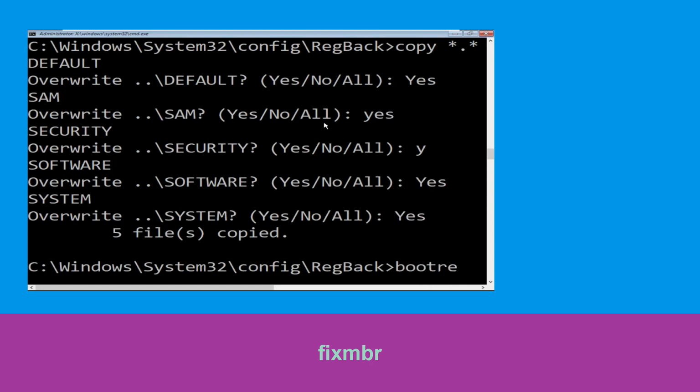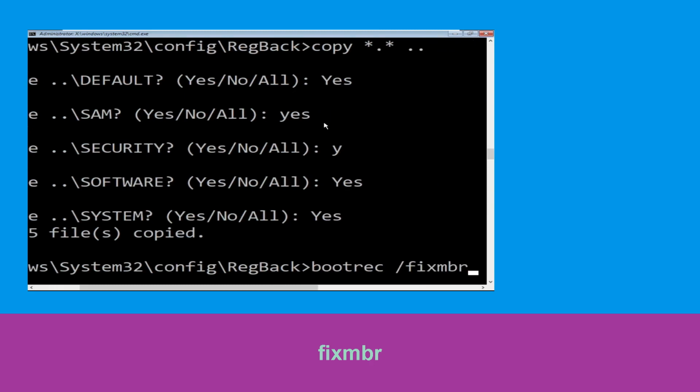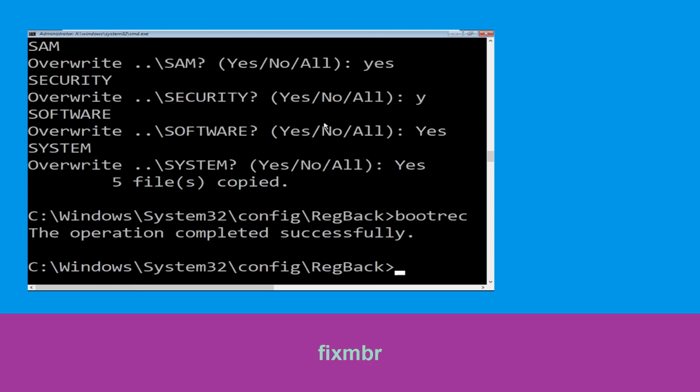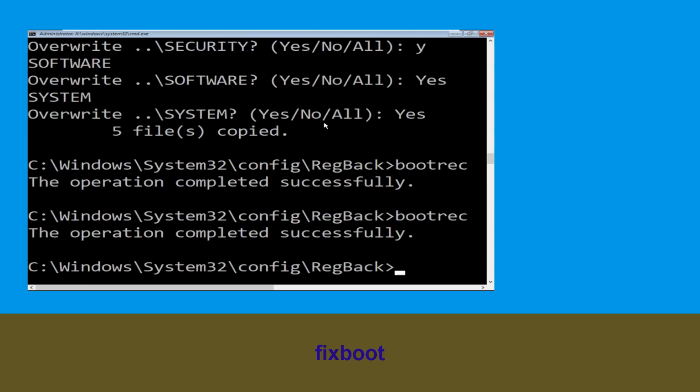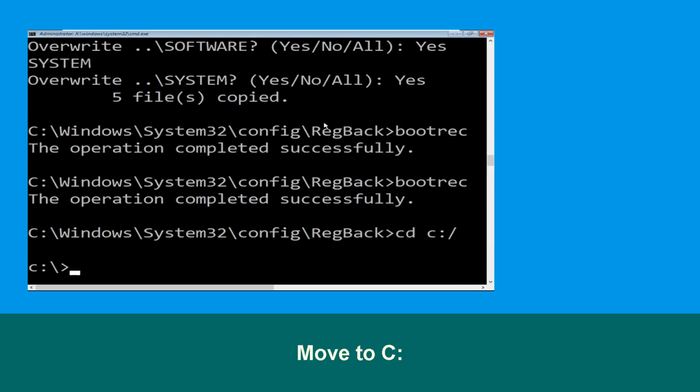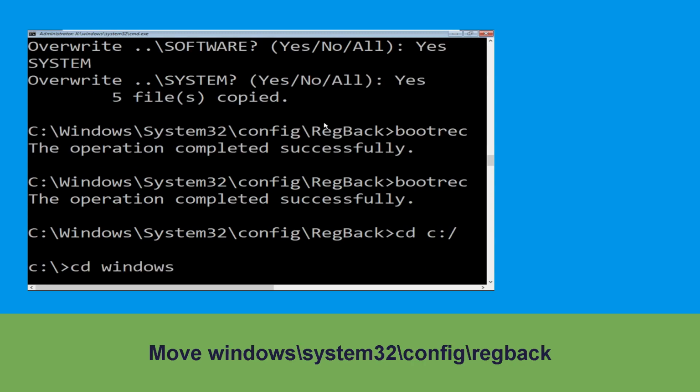Now type bootrec /fixmbr and simply hit enter. Now execute this command. Type in bootrec /fixboot and hit enter. Now type in cd C:\ and simply hit enter to execute the command. Now type cd Windows\system32\config\regback and hit enter to execute.